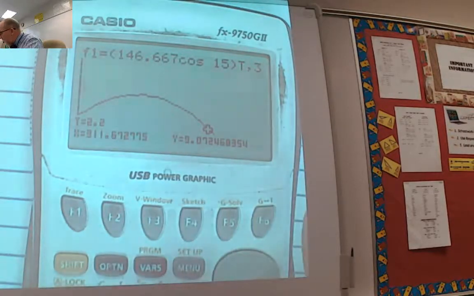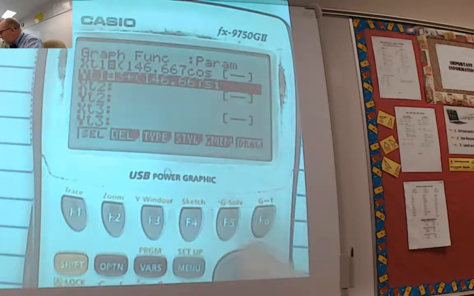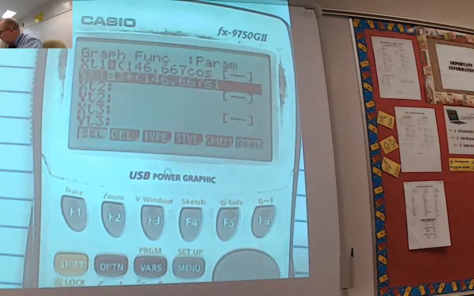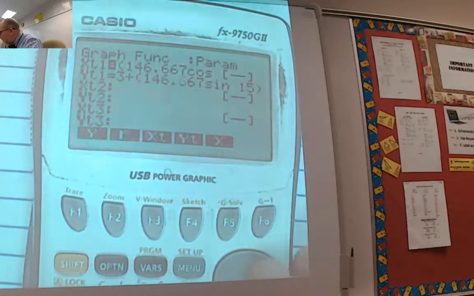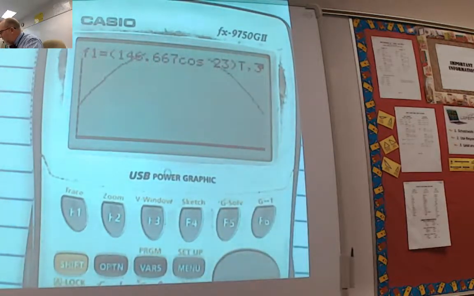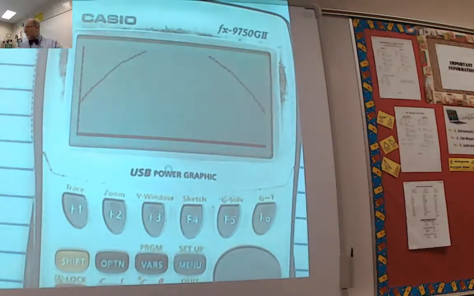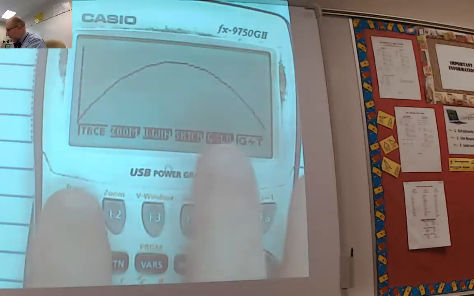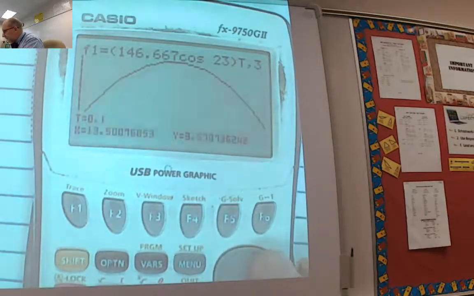So now I'm going to exit, and I'm going to change this to 23. It's so up and down that it may be a home run, but once you get out of the telephone. And I'm going to draw it now. Yeah, it's good. And so again, I can trace. And so there's the flight of the ball.